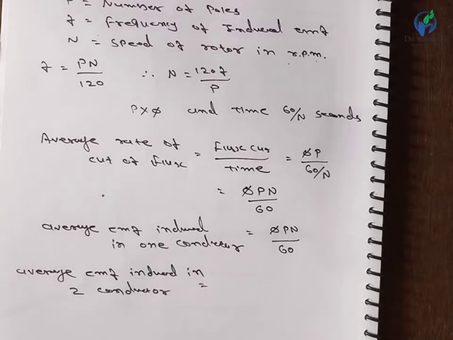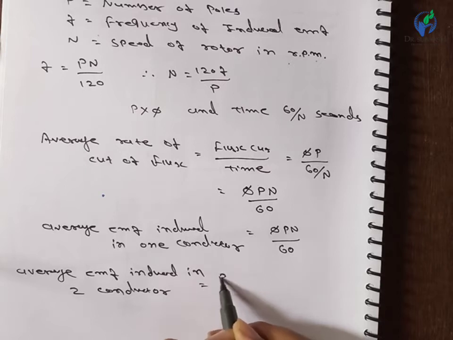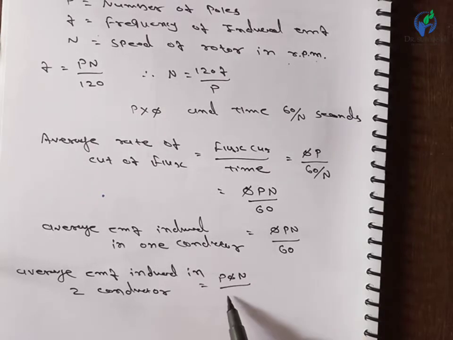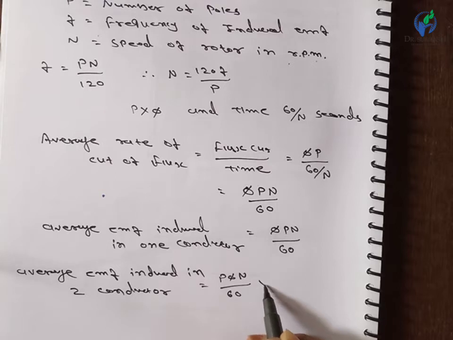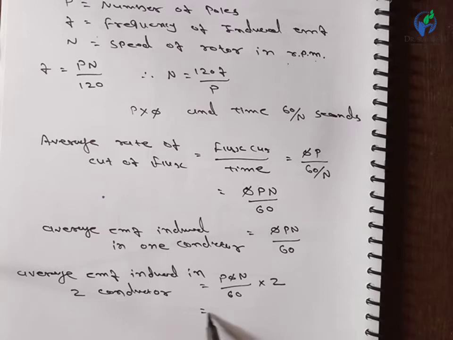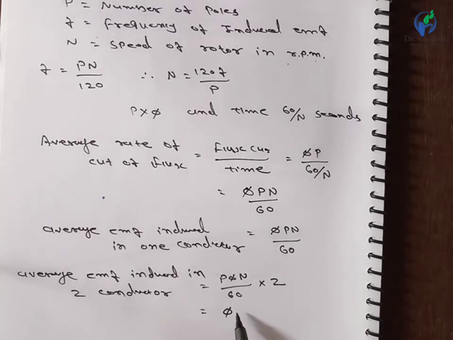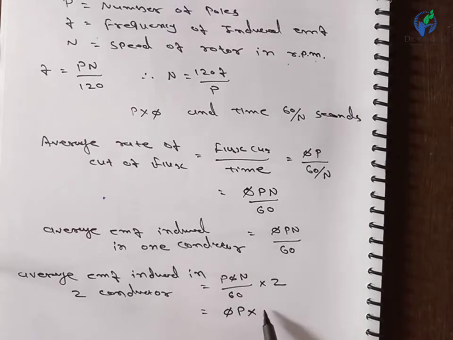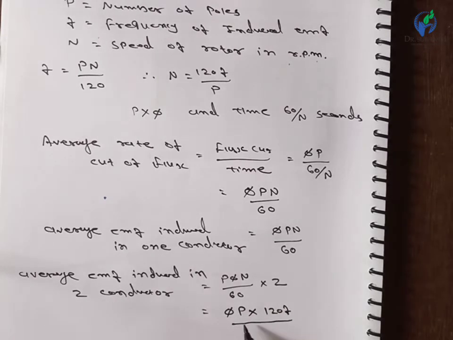When we take Z conductors, here we can write the average EMF induced in Z conductors. So ΦPN upon 60 cross Z. So here we write that Φ into P cross 120F upon 60 cross P into Z.